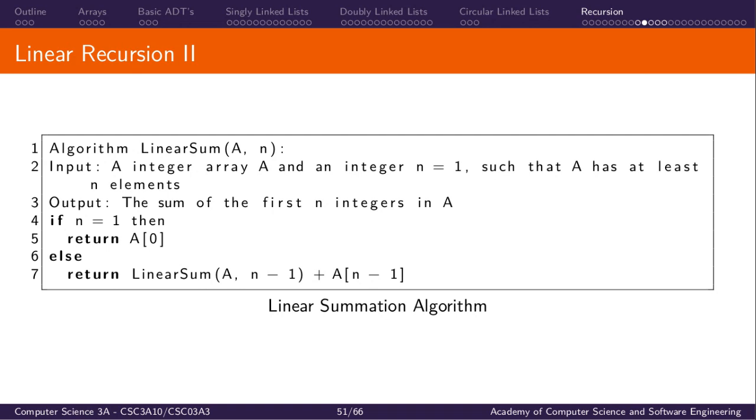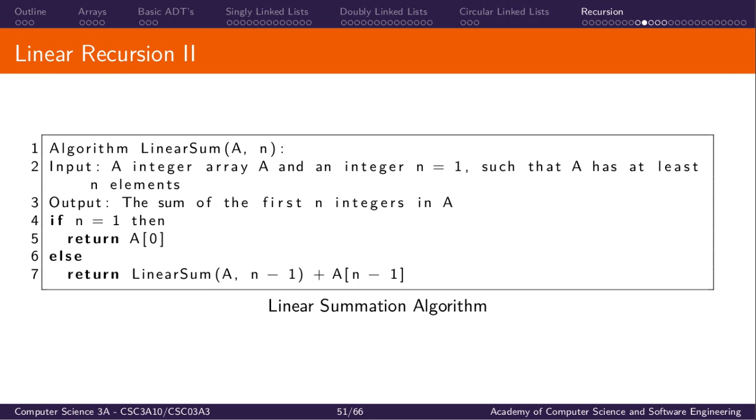All right, and it should output to us the sum of the first n integers within A. So our base case is if n is equal to 1, then we return A0. And that makes sense. If we simply want to sum up from the first element up to the first one, then we simply return that first element. Done.